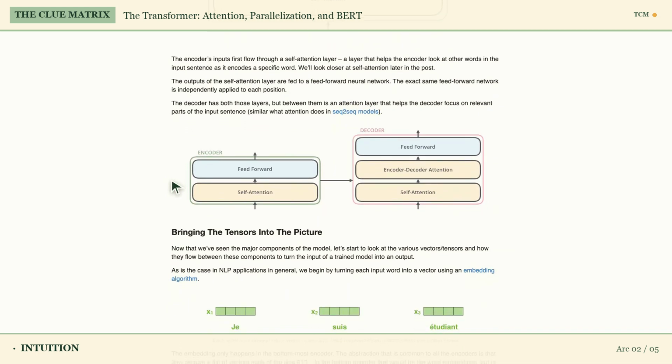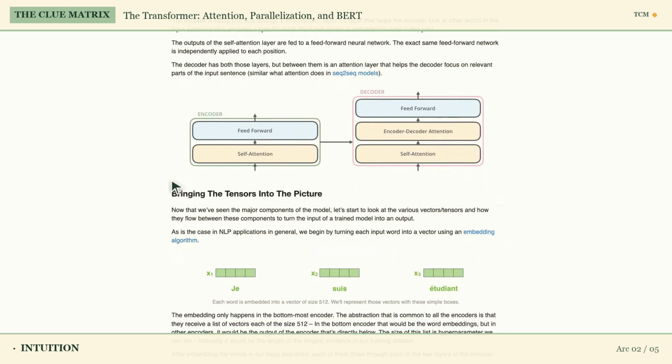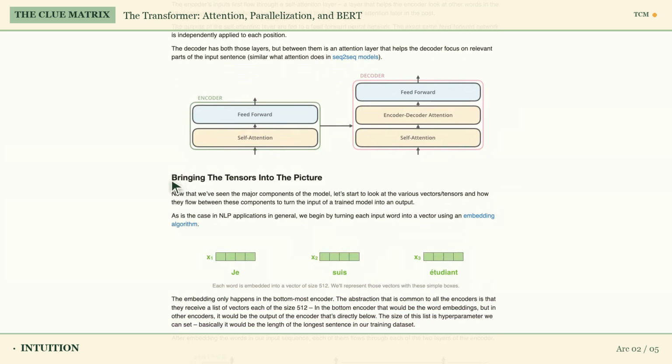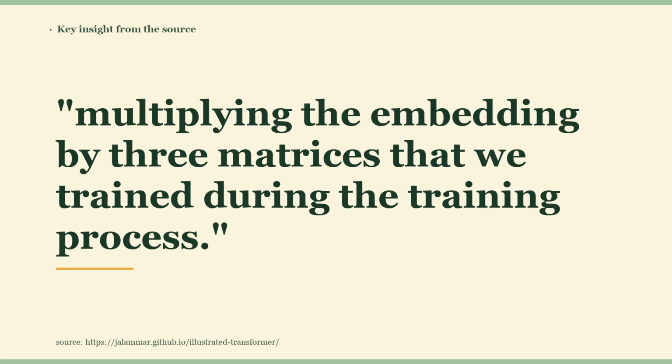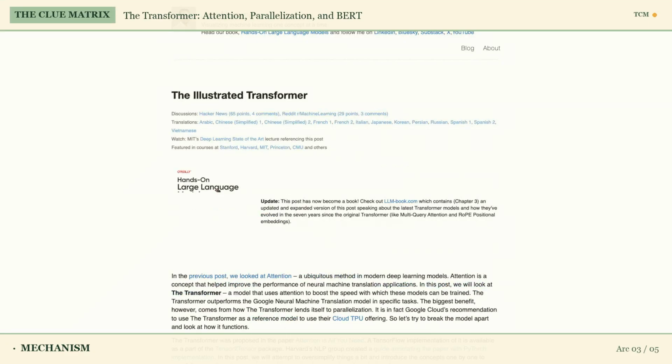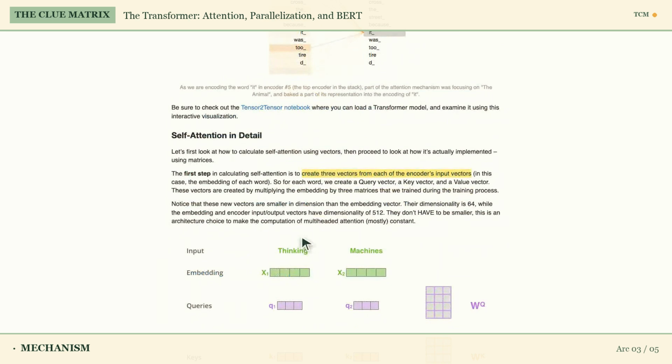Now, let's unpack how self-attention actually works with vectors. Okay, the how of self-attention. I want to see the query, key, and value vectors you mentioned. The first step in self-attention is to create three vectors from each of the encoder's input vectors for each word. These are called the query, key, and value vectors. So from one word's embedding, we get three new vectors. What are they for?